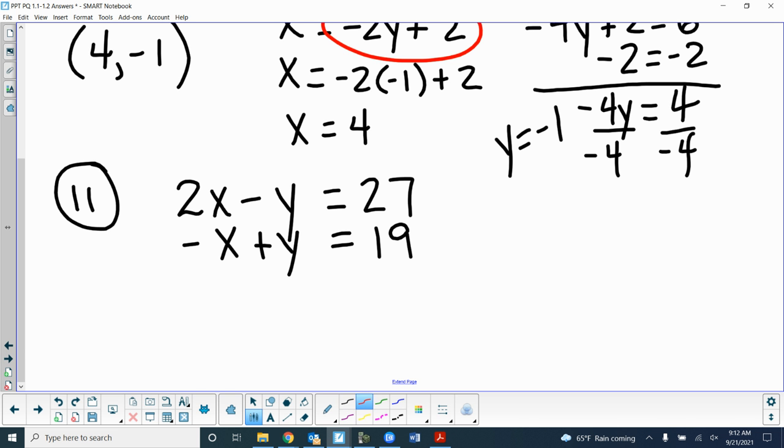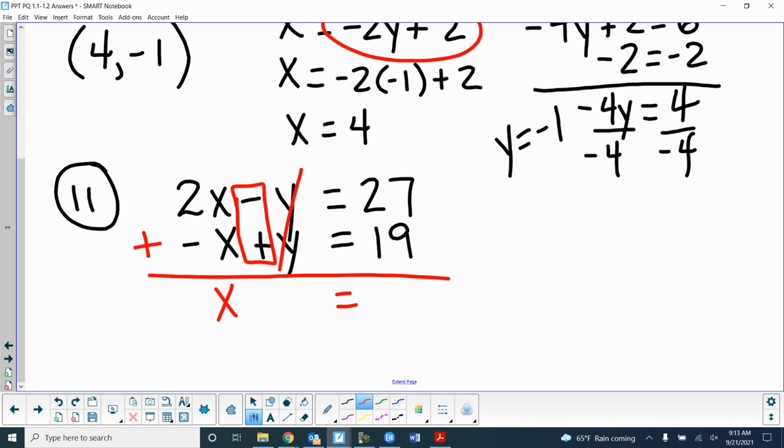Since these are the same number in front, I just look at the signs. What did I tell you when the signs are different? Add or subtract? Add, right? When the signs are the same, we subtract, right? Same signs, subtract. So when the signs are different, like this one, I'm going to add. So when I go 2x plus a negative 1x, I get 1x. That's perfect. When I go negative y plus y, they cancel. 27 plus 19 is 46, right? And I got my x value.